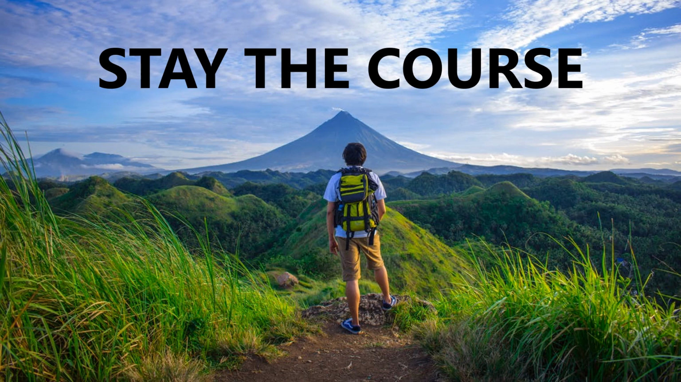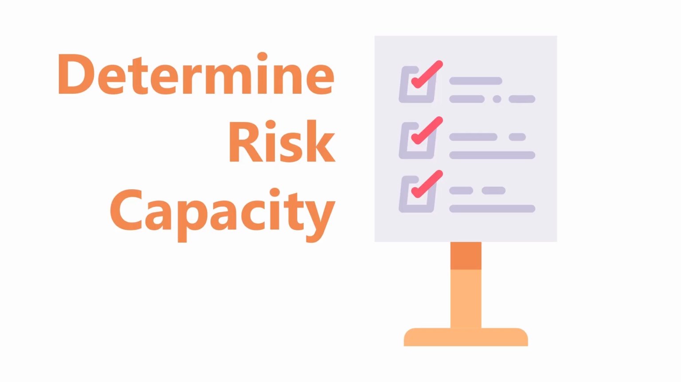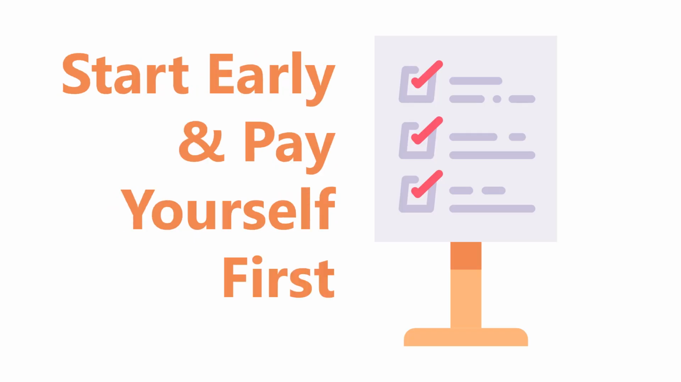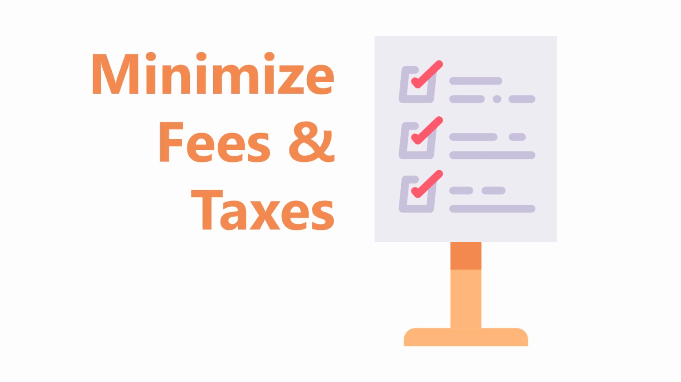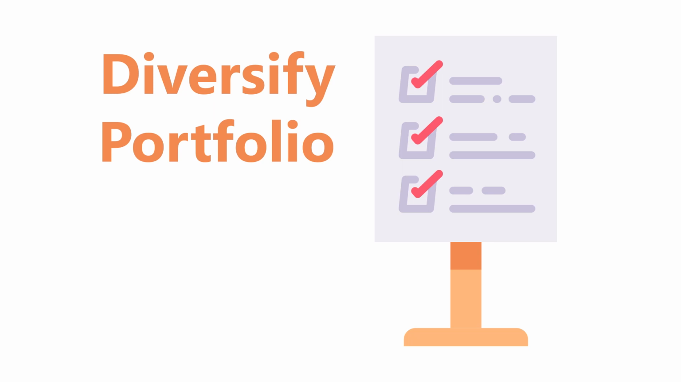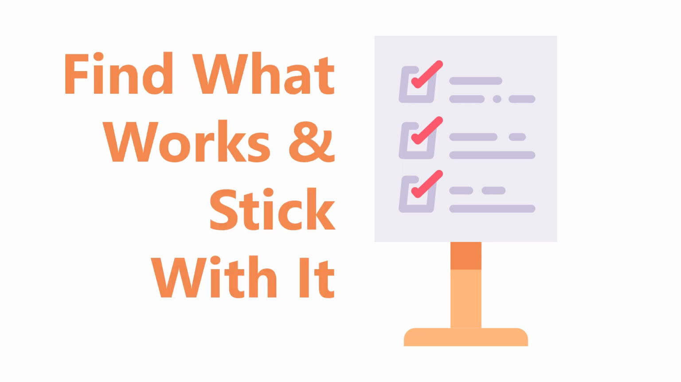So there you have 5 basic rules on how to start investing. Define your risk capacity for your goals. Start early and pay yourself first. Try to minimize fees and taxes. Diversify your portfolio and stay the course.